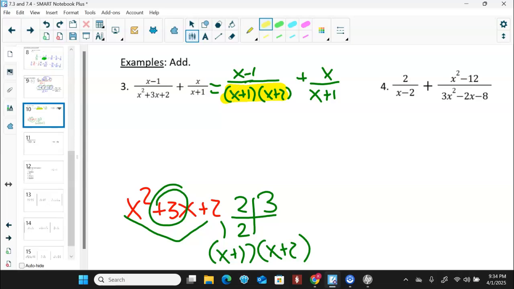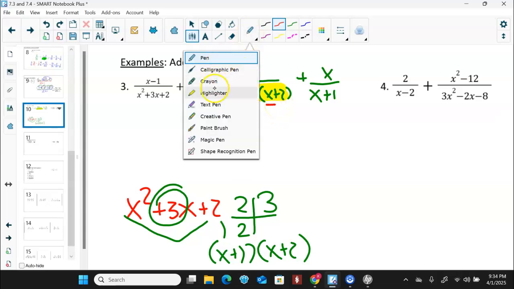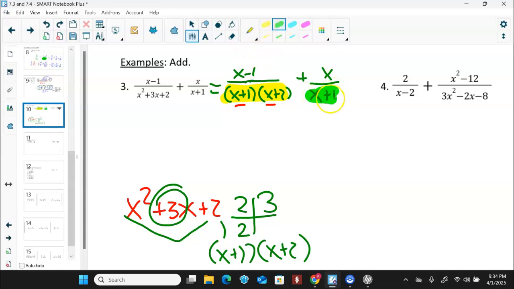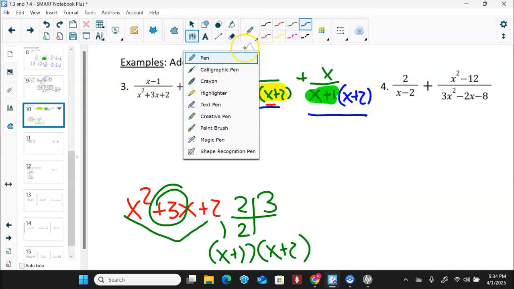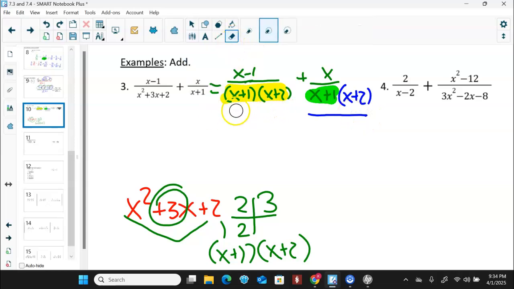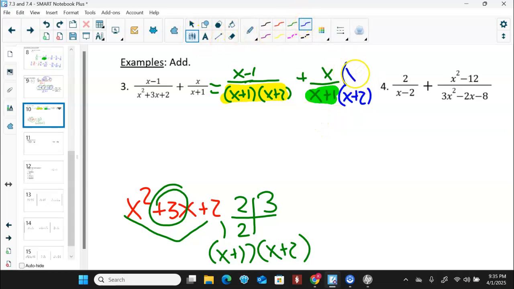I got 2 things here, okay? I got x plus 1 and x plus 2. Now, on the right side, I only got 1 thing here, x plus 1. So what is missing? X plus 2, very good. So x plus 2 is the one that I am going to multiply the right side with, because I want them to be identical, okay? I want this to look the same as this, okay? So what's missing on the right side is x plus 2, and we are going to multiply the top and the bottom by x plus 2, okay?